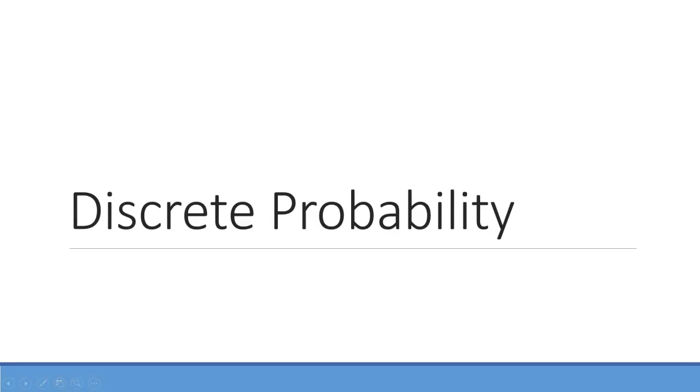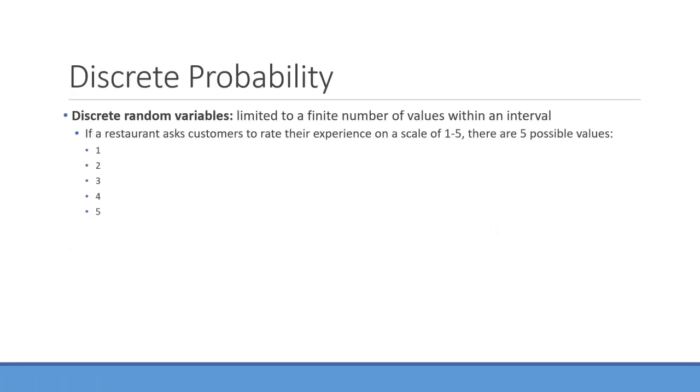Let's talk about discrete probability. So the first thing we need to know about discrete probability are discrete random variables. These are limited to a finite number of values within an interval.